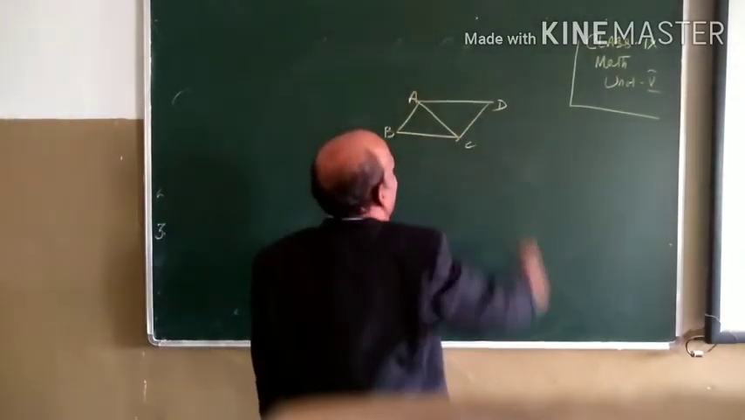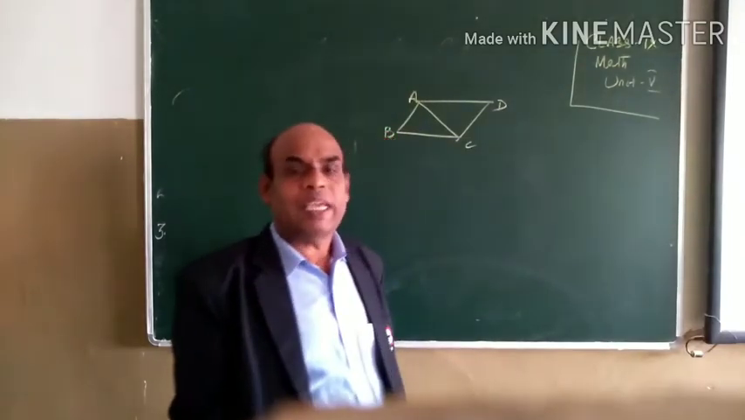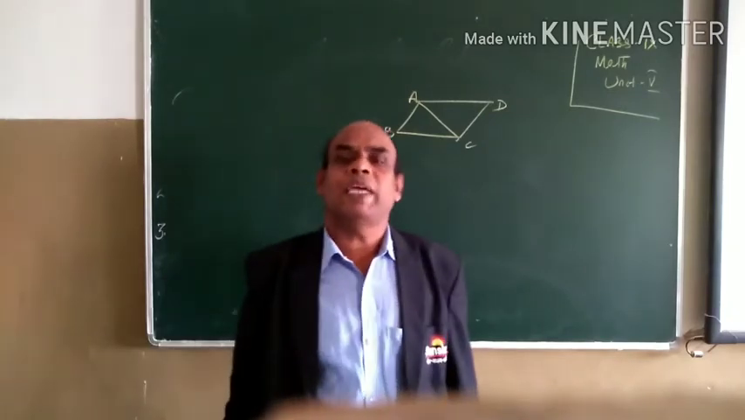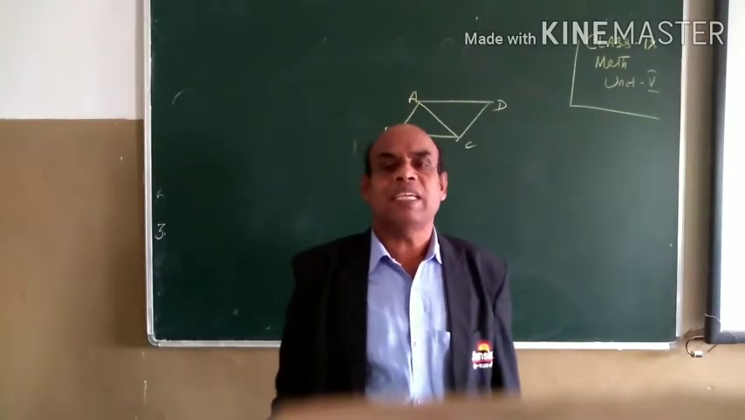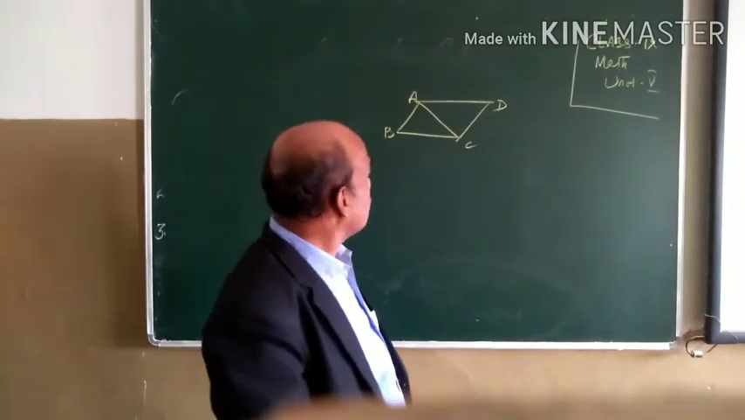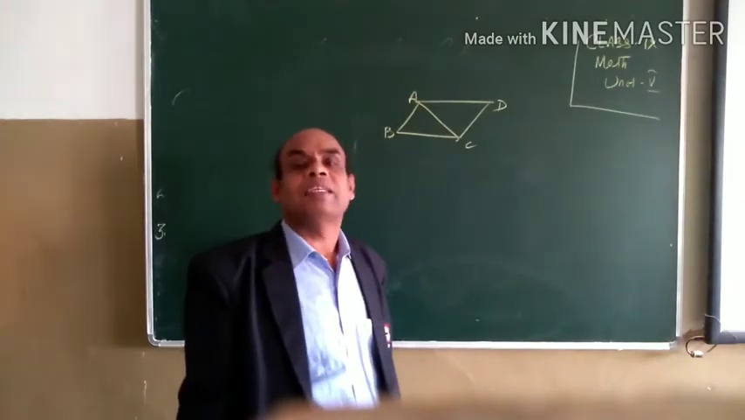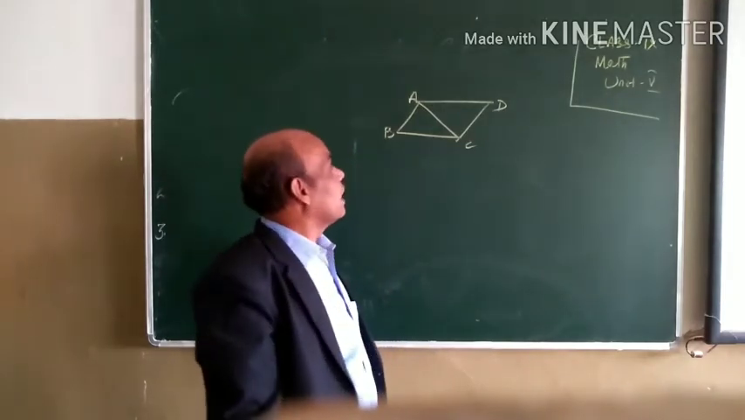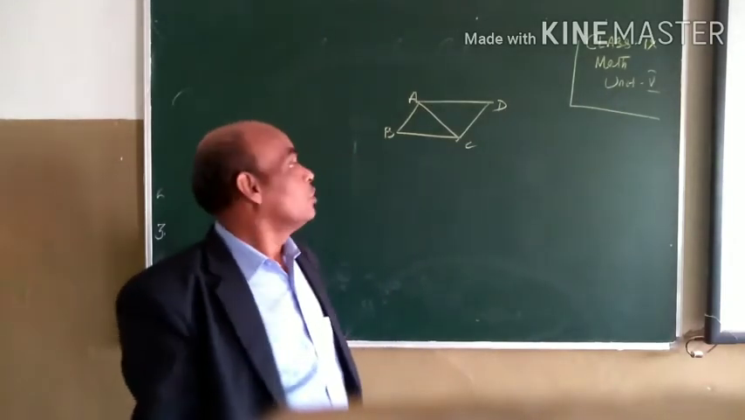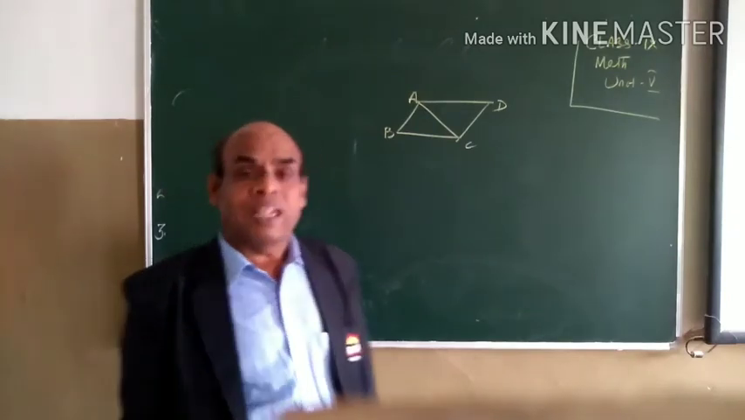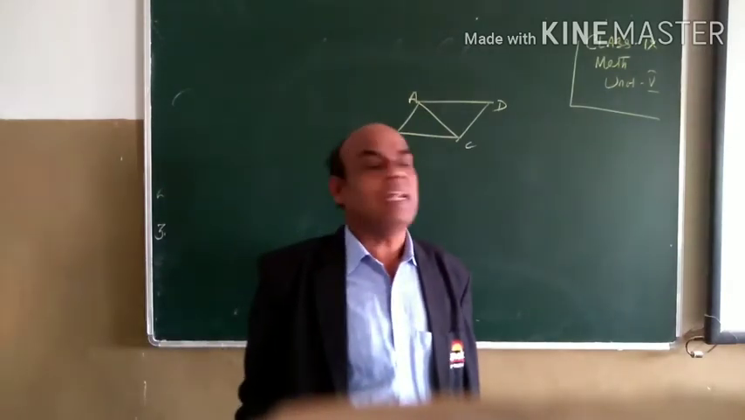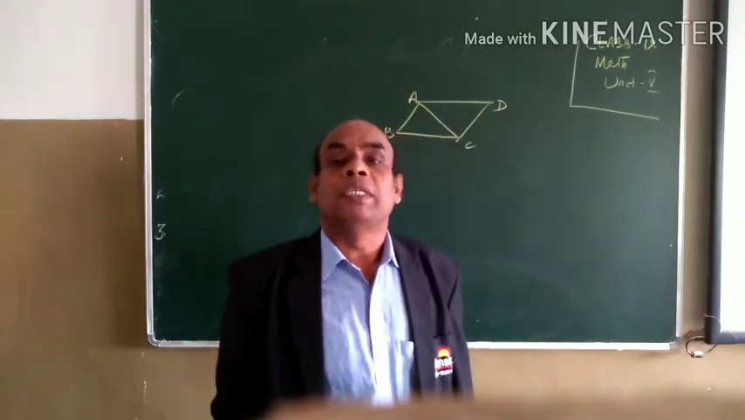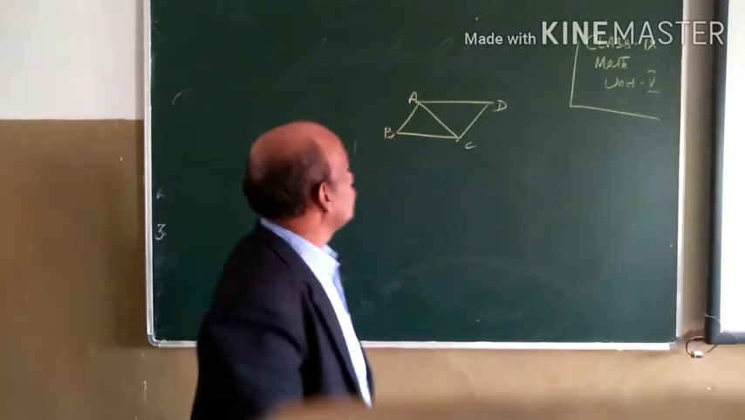Now, in this 2D figure parallelogram, you have to join any one diagonal. So you will say the diagonal AC. Suppose by joining AC, we got two equal area triangles. One is ABC, another is ADC. So by joining one diagonal, it divides the parallelogram into two equal area triangles.